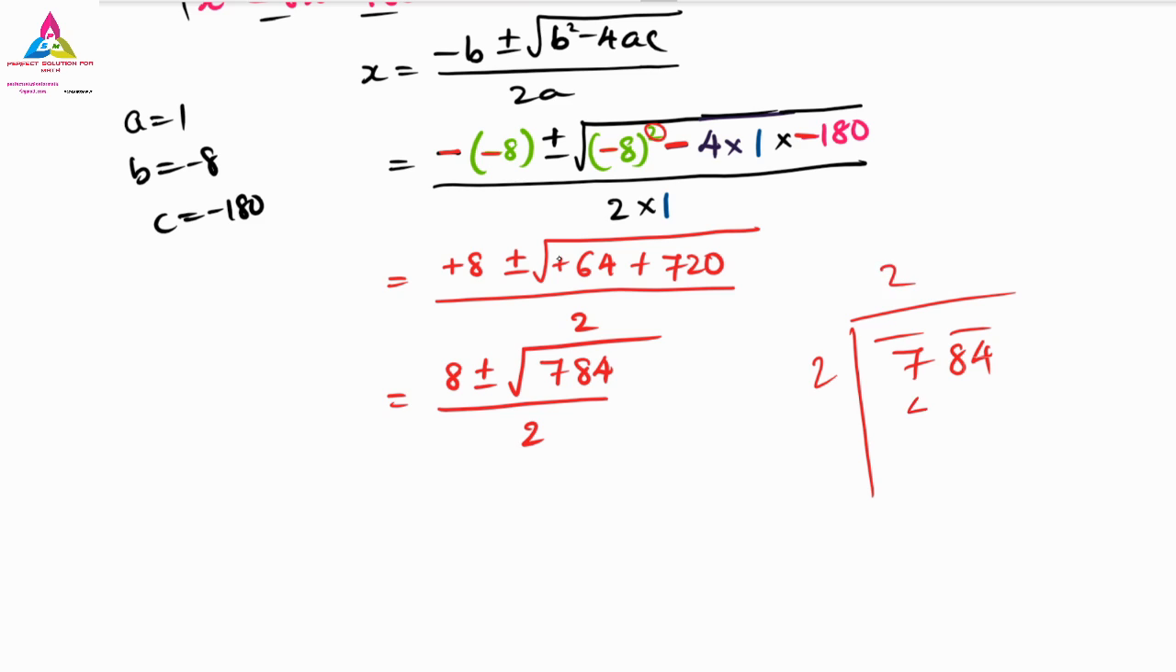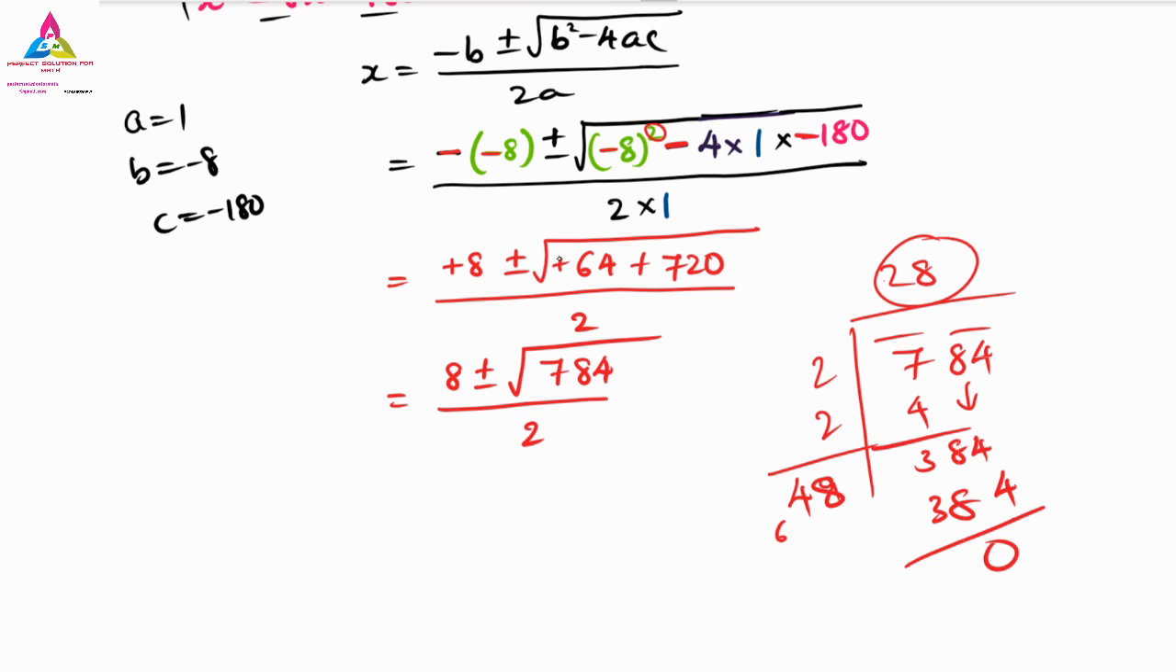2 twos are 4, 3 will remain. Then I have multiplied 2 here, so I have to add 2, so it will become 4. This 84 I can bring down. 4 how much? 38, that is 9 I can take. Let us see. Okay, it will not be possible. 8 we will take. 8 8s are 64. 8 4s are 32 plus 38. Yes, it is how much? 28. So 8 plus or minus 28 divided by 2. This is the factor.